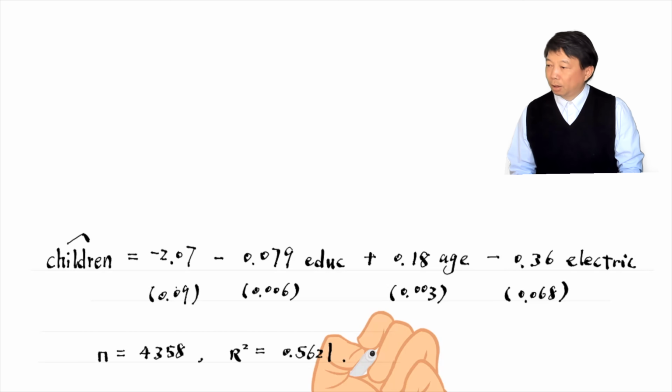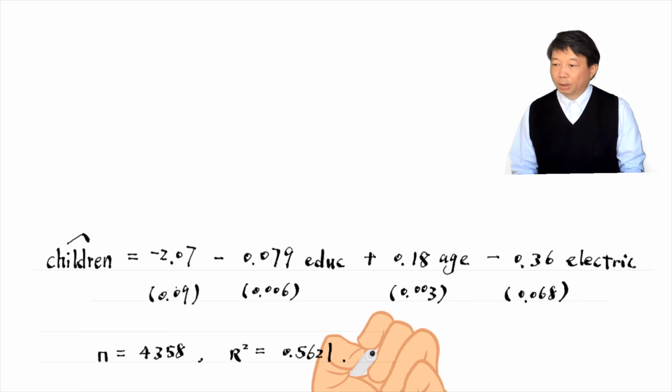The estimate of minus 0.079 implies that for a group of 1,000 women, if each woman has 1 more year of education, then there will be 79 fewer children among these 1,000 women, holding other factors constant.